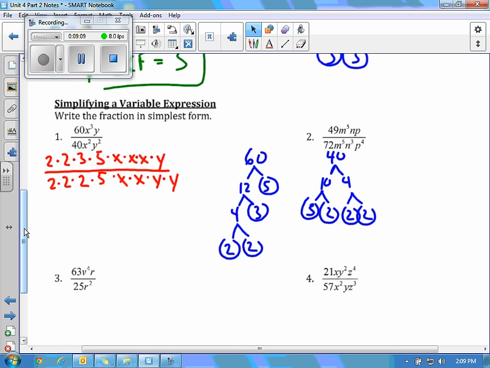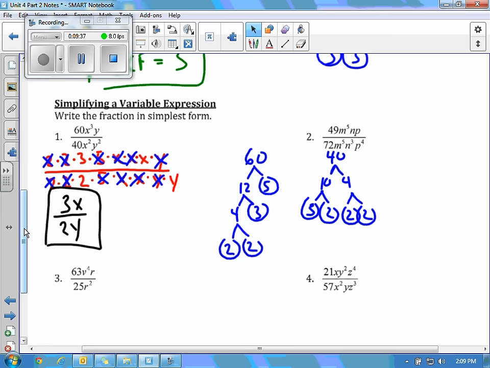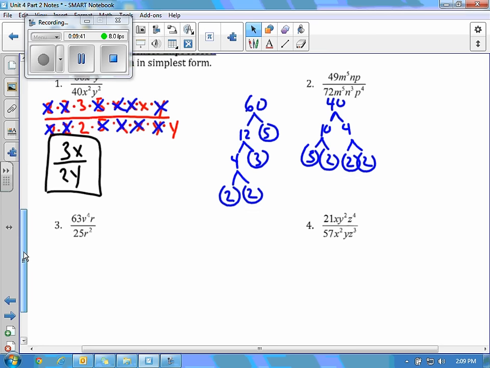Now when I'm simplifying, I'm just going to cross out everything they have in common. So they have that 2 in common, they have this 2 in common, they have 5 in common, they have 2 x's in common, and they have 1 y in common. And then I just write what I'm left with. So on the top, I have 3 and x left over. On the bottom, I have 2 and y. And then I'm done there. That's the simplified version. Number 2, I'm going to leave for you.